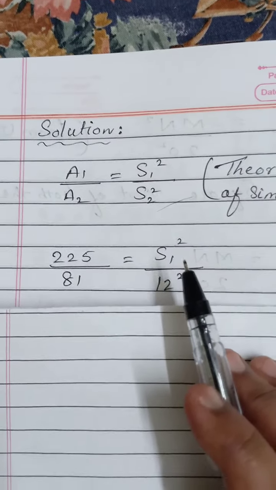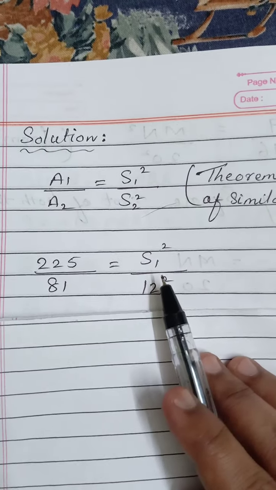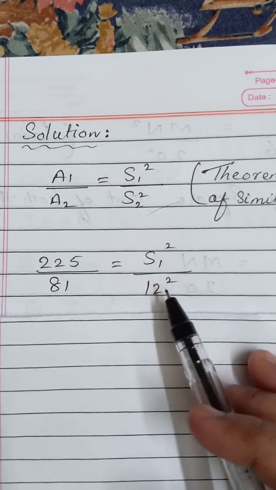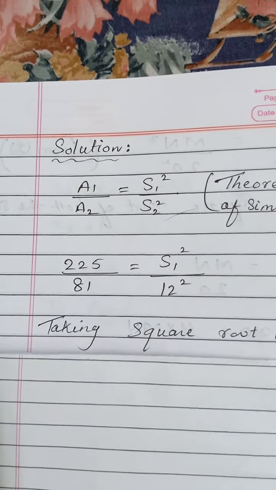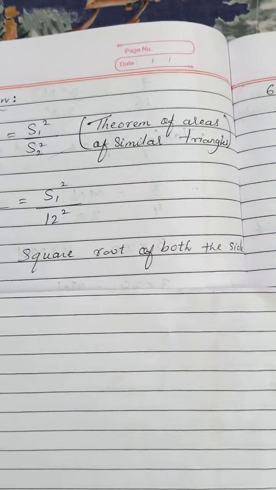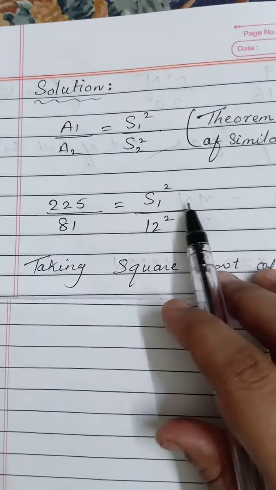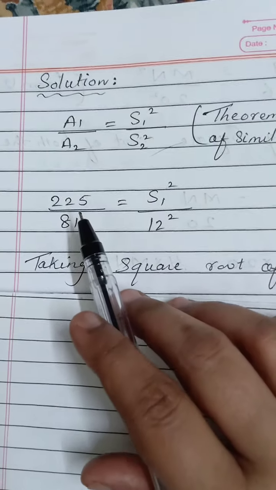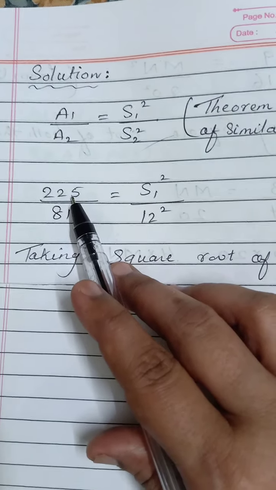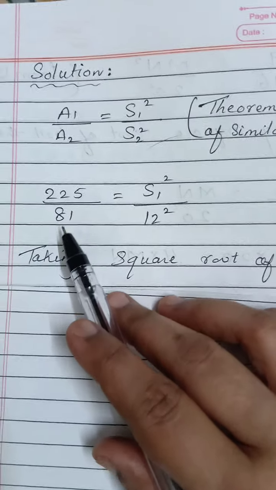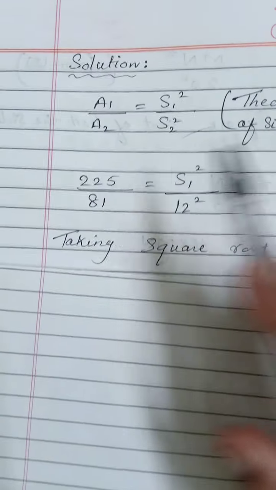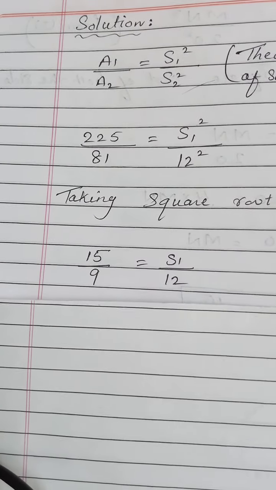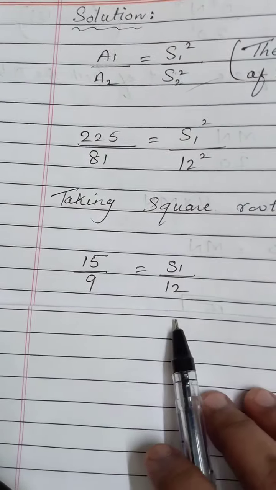Here again we will solve the same way as we did in the previous question. We have to remove this square. For removing the square, we have to take the square root of both sides. Whenever we take the square root of both sides, the square sign will be removed. Here we have to take the square root of 225, which is 15, and the square root of 81, which is 9. So it will be 15 upon 9 is equal to S1 upon 12.